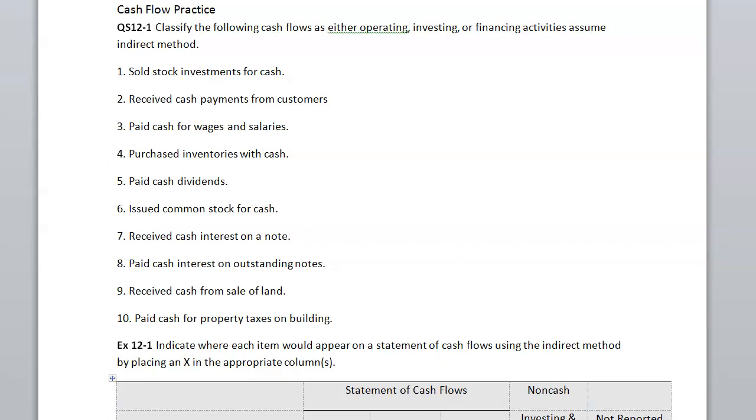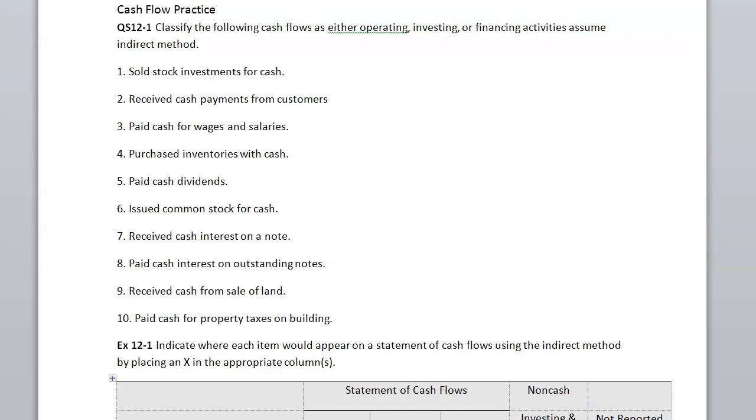Classify the following cash flows as either operating, investing, or financing activities, assuming the indirect method. So number one, we sold stock investments for cash. So that would be investing. Number two, received cash payments from customers. That's going to be operating. Paid cash for wages and salaries, operating. Purchased inventories with cash, operating. Paid cash dividends, financing. It's related to our financing stock transactions. 6, issued common stock for cash. That's going to be financing.